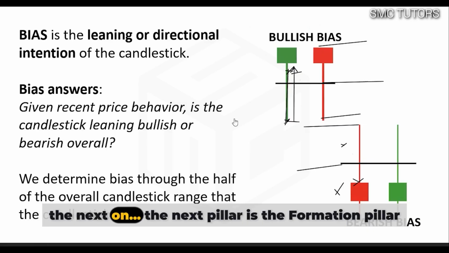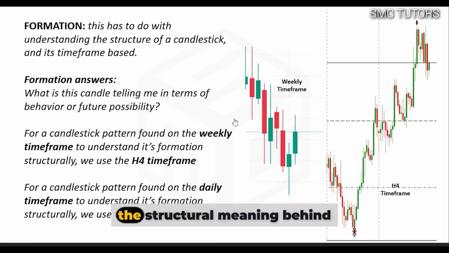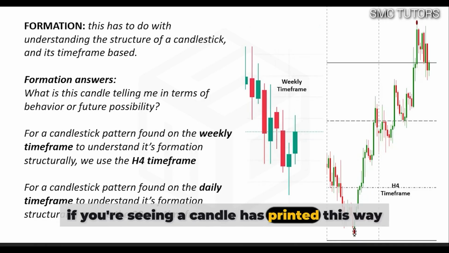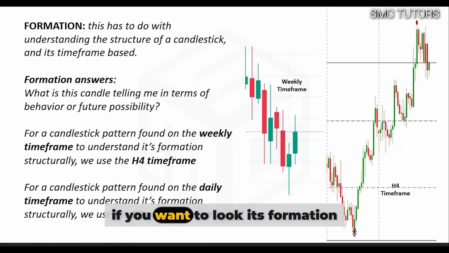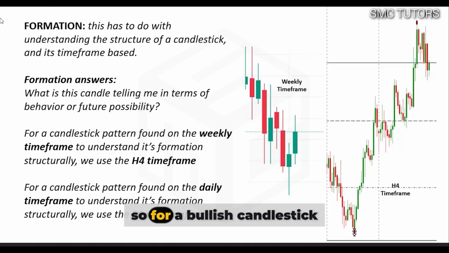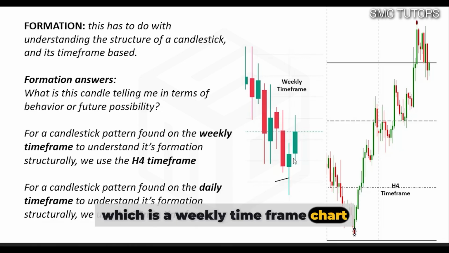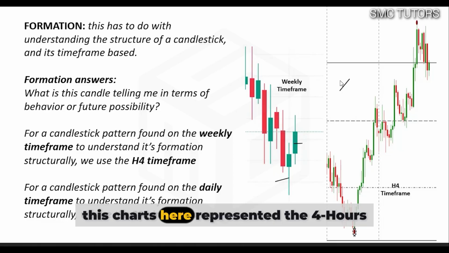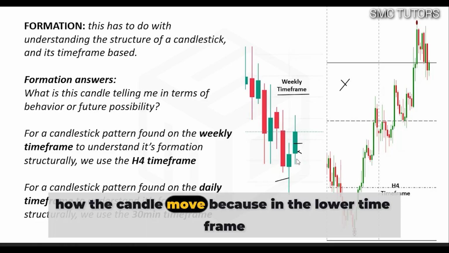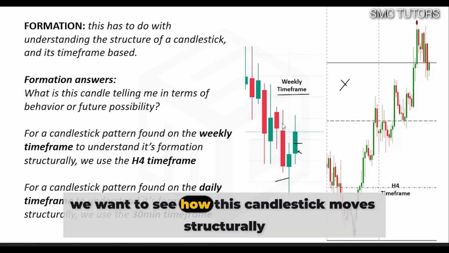The next pillar is the formation pillar. The formation pillar has to do with the structural meaning behind every candlestick you see. If you see a candle printed this way on a higher time frame and want to look at its formation, we go to a lower time frame. For a bullish candlestick like the example here, which is a weekly time frame chart, these two charts represent the 4 hours. To see the formation of a weekly candle, how it moved, remember that on the lower time frame you don't see just one candle, you see several candles. We want to see how this candlestick moves structurally.